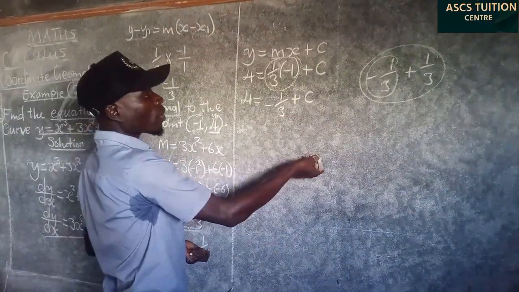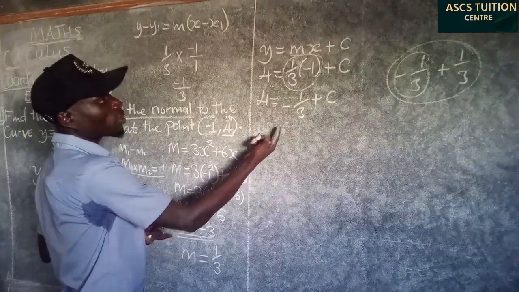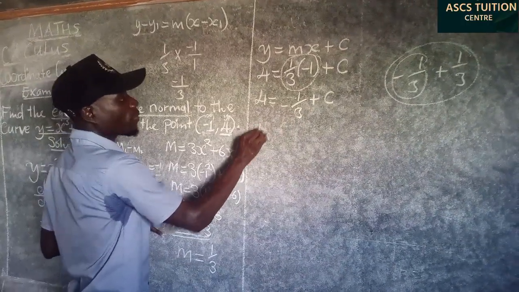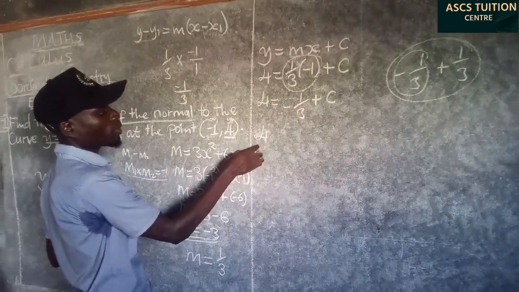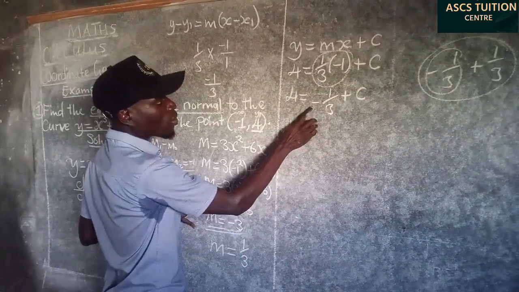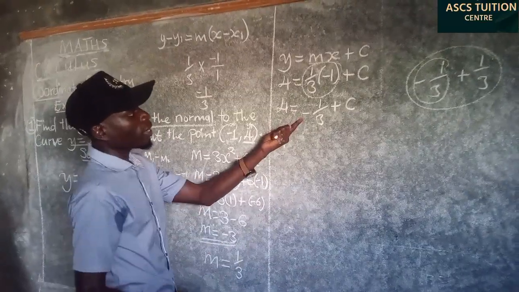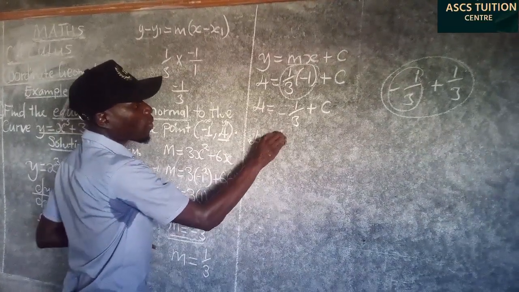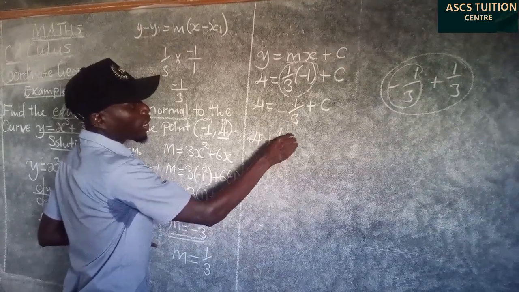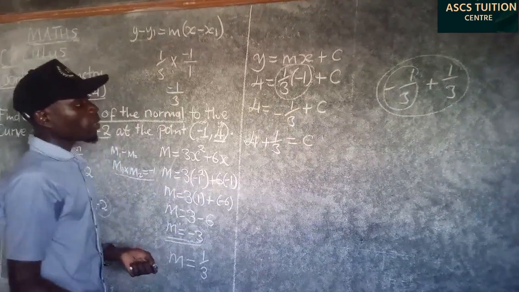Now, what we are going to do is to correct the right term. So we are going to say 4, then this -1 over 3 will come where there is 4. When this -1 over 3 crosses the equal sign, the negative sign will change into a positive. So it will be +1 over 3, then equals the constant, which is c.